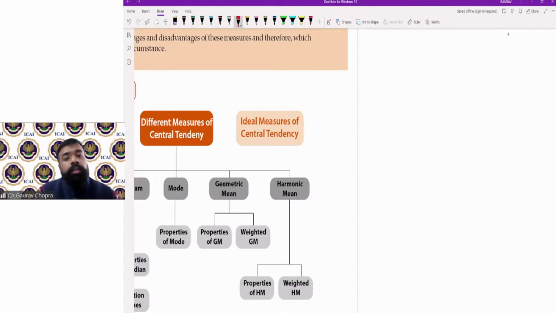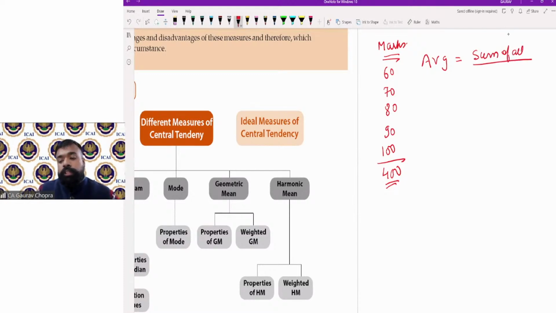You have scored marks in your 5 subjects in class 12, like 60, 70, 80, 90, and 100. So these are the marks of 5 subjects in class 12. Now you have to find your average marks. You have to find your percentage. Then what is the process? First step is you will add all of them. What is the total? The total is 400. Now, in order to find out the average, what we have to do? Sum of all observations divided by number of observations. So what is the total? It is 400. How many subjects are there? 5. Then what will be the average? Average will be 80 marks. So in this way, we can calculate average.